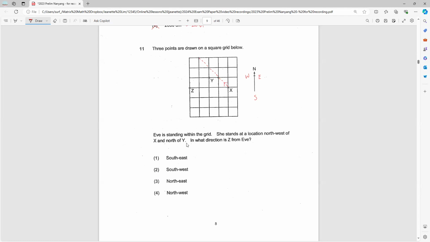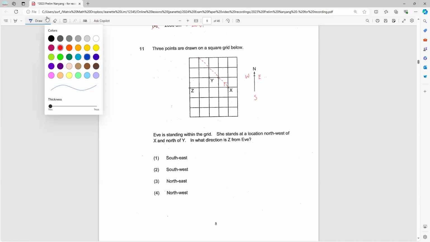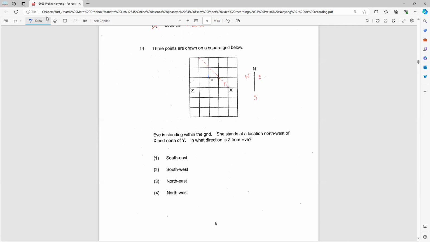Then north of Y. Let's do north of Y in another color. North of Y means from Y upwards. Then can you see that this is the intersecting point? That is actually where Eve is. This is Eve, she's standing there. But the question is not about where she's standing, but which direction is Z from Eve?